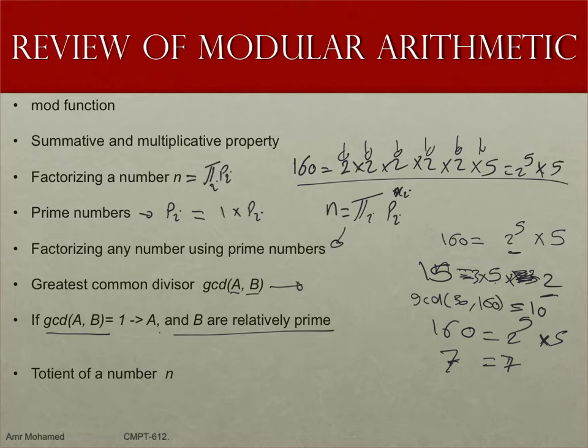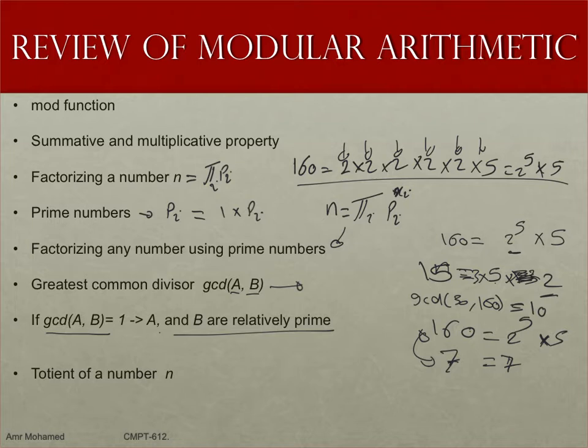So in that case, as you can see, 160 is not a prime number. 7 happens to be a prime number, but that's not a condition. So A and B don't necessarily have to be prime numbers. But the greatest common divisor is 1, meaning that they are relatively prime, co-primes. Okay? Now let's talk about the most important step.